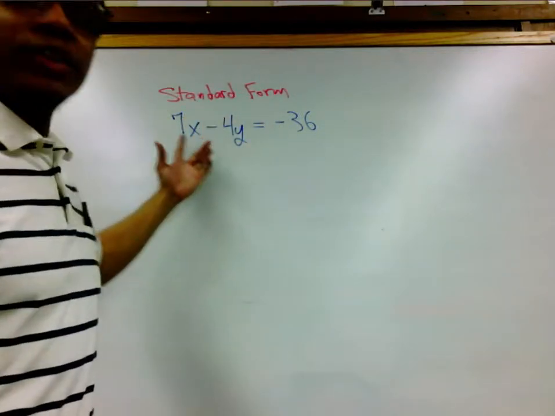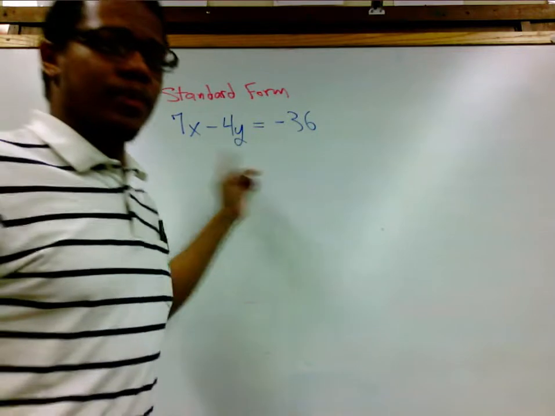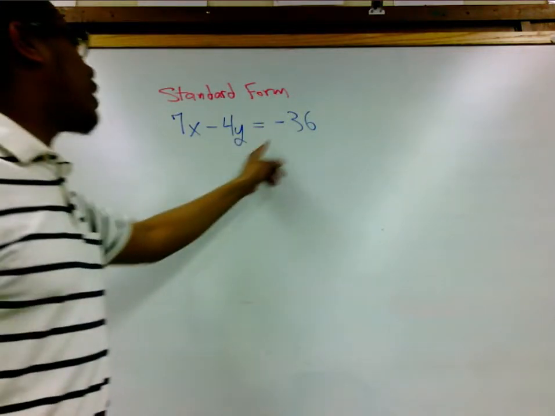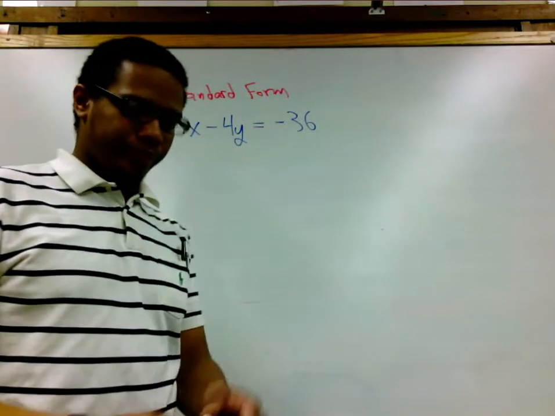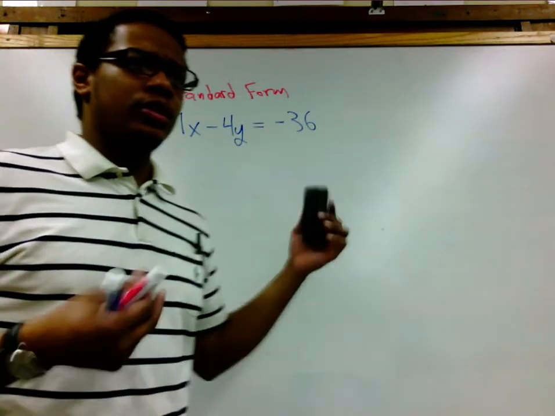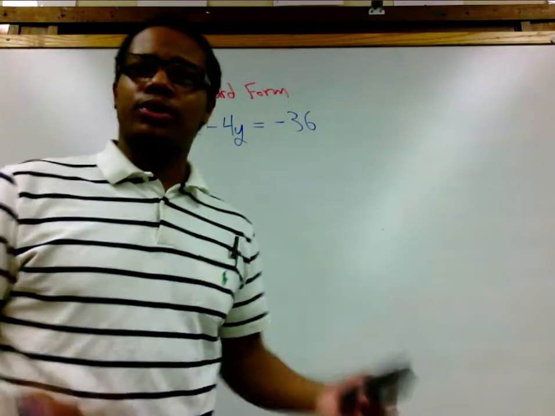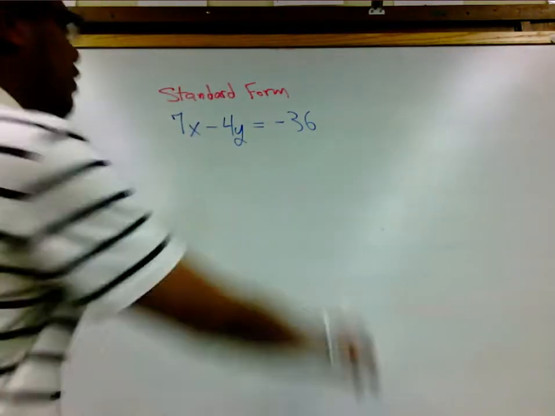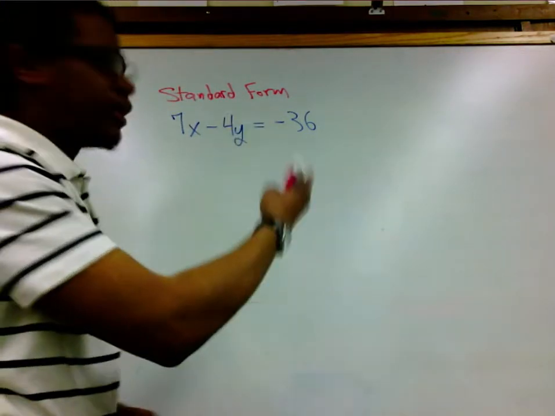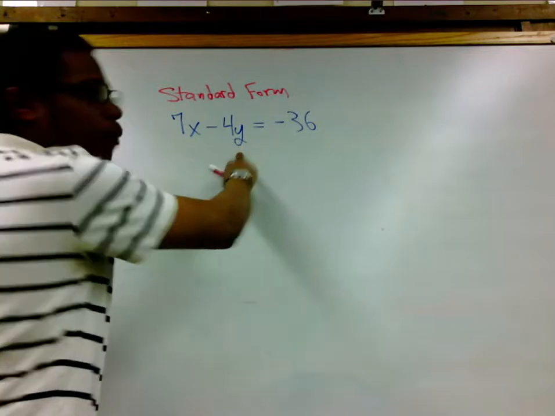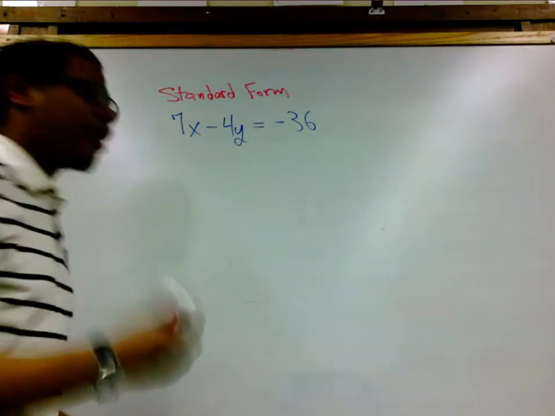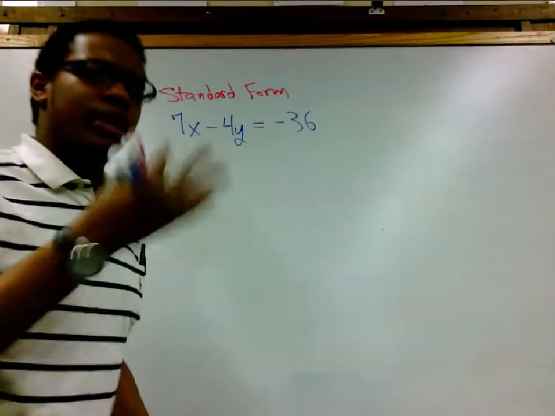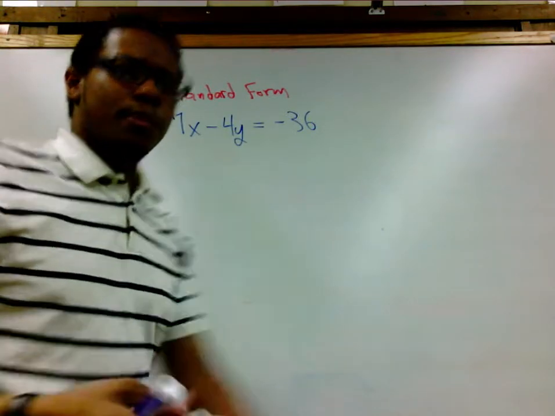We have an equation of a line here in standard form, 7x minus 4y equals negative 36. How do we get this to slope-intercept form so that we can easily graph it? Easy. Use our knowledge of solving equations and get that y by itself, isolate that y, set up the equation so that you get y equals. Here's how.